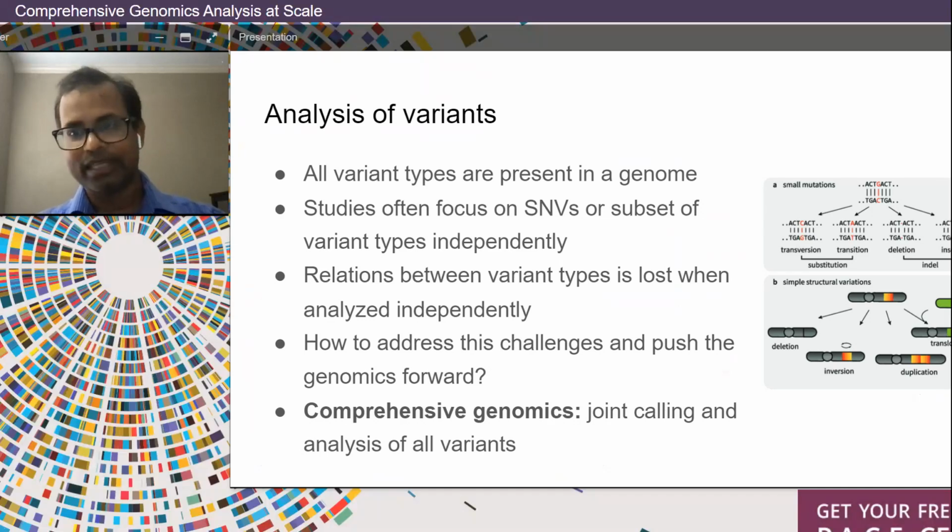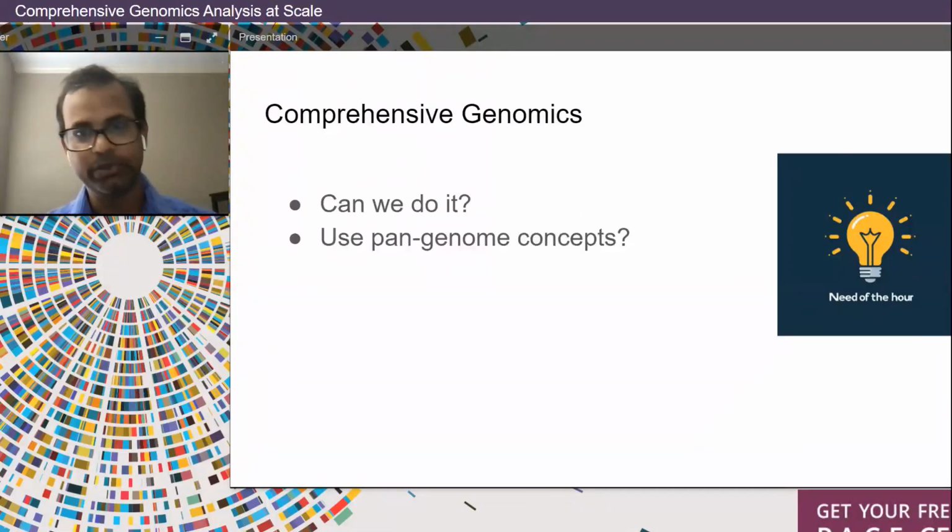All these variant types are present in a genome, but most of the studies often focus on SNVs, and most of the studies are also based on a subset of variant types, and they study them independently. But the problem is that if we study them independently, the link or the relation between different variant types is lost. So the question is how to address these challenges. We know all these variants are important, so there is a need to push genomics forward by analyzing every variant together. That's why we need comprehensive genomics, where we could perform joint calling as well as analysis of all the variant types. But the question is, can we do it? Or also we can use the pangenome concept. That is the need of the hour right now to push genomics forward.